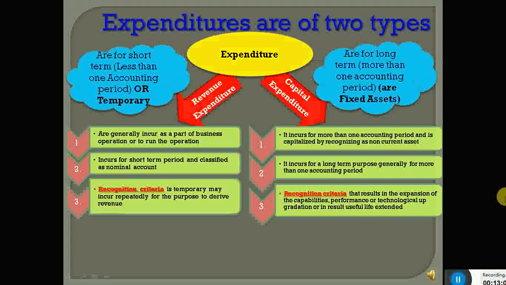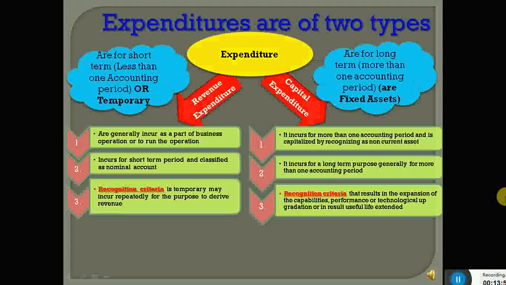Once again, revenue expenditures are for the short term, less than one accounting period, or temporary, or may be incurred frequently. Capital expenditures are for the long term, more than one accounting period, and are recorded as fixed assets, capitalized as fixed assets. These expenses are revenue expenditures. These expenditures are recognized as expense and written off against the profit and loss account. This is the treatment.